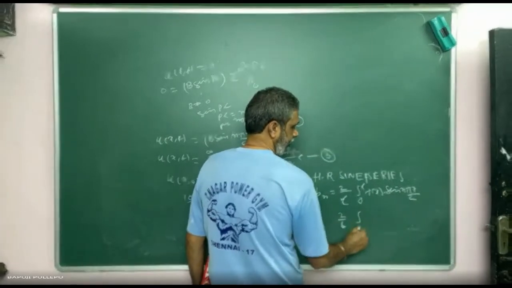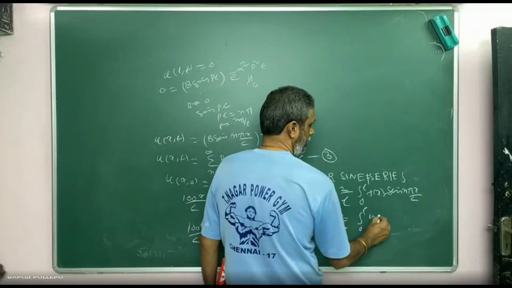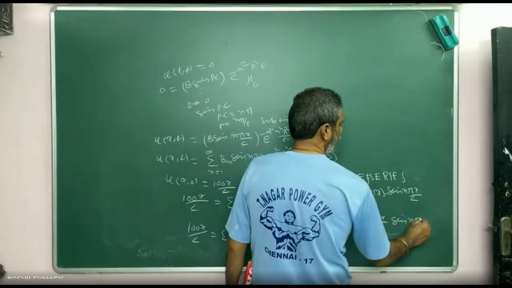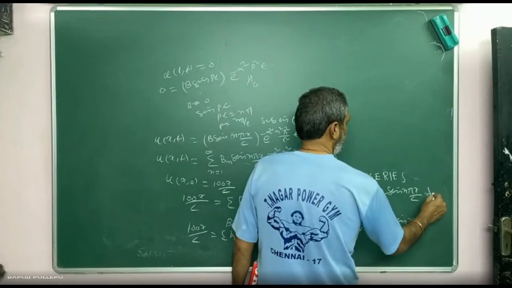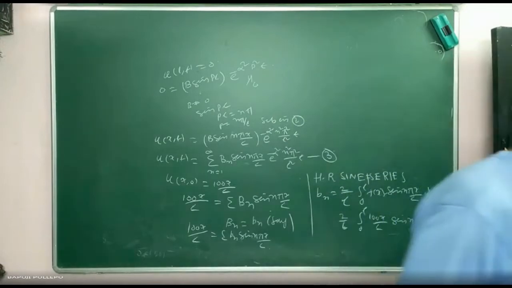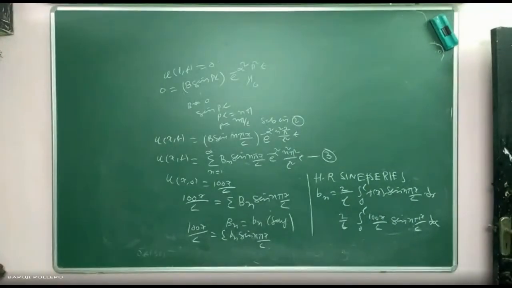Now what is f of x? Integral 0 to L, 100x by L sin n pi x by L dx. Now tell me, for x what I got the answer? Come on. Then that answer you can multiply by 100 by L. What is that for x what I got? Tell me.